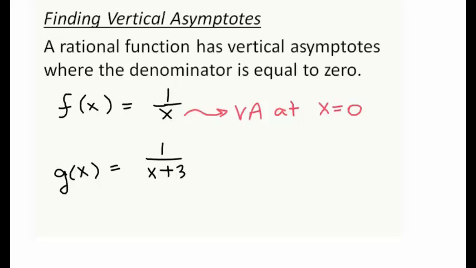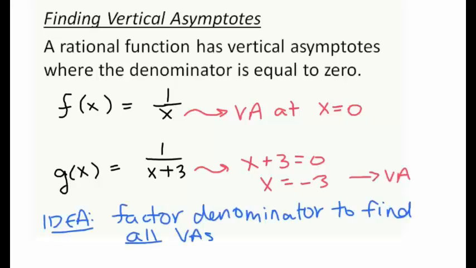So what might happen if we have something a little bit different, like g of x as 1 over x plus 3? Well, what we could do is we could take x plus 3, figure out when that is equal to 0, and that's going to tell us that there's a vertical asymptote at negative 3. And this leads us to the big idea here, and that is if we have a rational function where our denominator is more complicated, what we can do is we can factor the denominator and try to figure out when each of our factors is equal to 0. That is going to help us find every single vertical asymptote of our rational function.